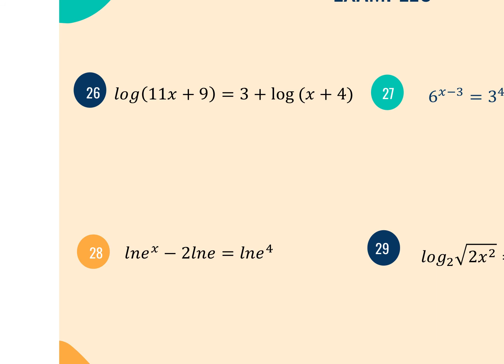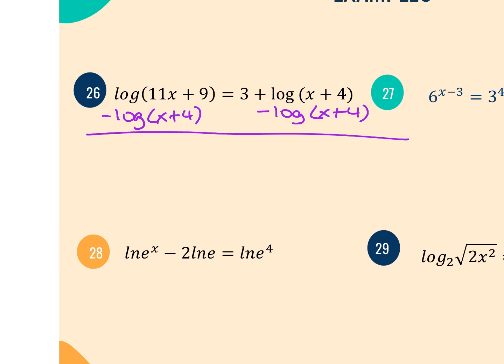So on this one, what I need to do is get my logs on the same side of the equal sign, and then I'm going to condense. So I'm going to subtract this one to the other side. I can't just cancel the logs. Even though there's one on the left, one on the right, the 3 doesn't have a log. So I'm going to go ahead and move this over, and then I'm going to use my quotient property and condense it. So log of 11x plus 9 minus log of x plus 4 equals 3.